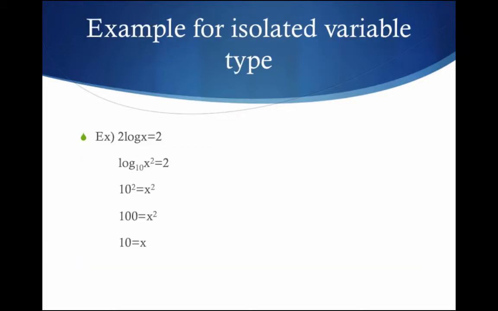Example for isolated variable type. So you've got the 2 down in front of log x equals 2. You're going to swing the 2 back up and put it on the x, and then you'll see that base 10, because it's a common log, so then you take the 2 on the other side of the equal sign and put it on the 10, and that equals x squared, and then you're going to square root them to get 10 equals x.